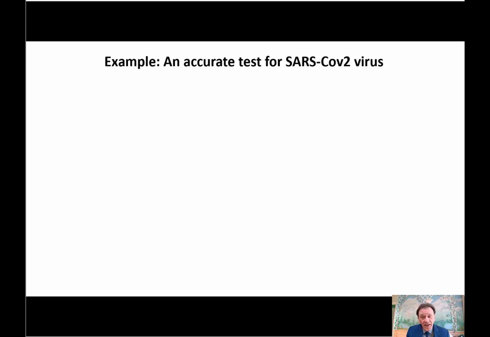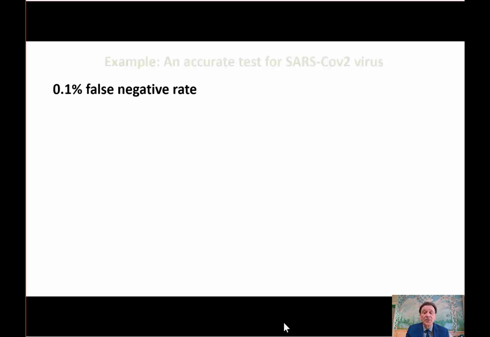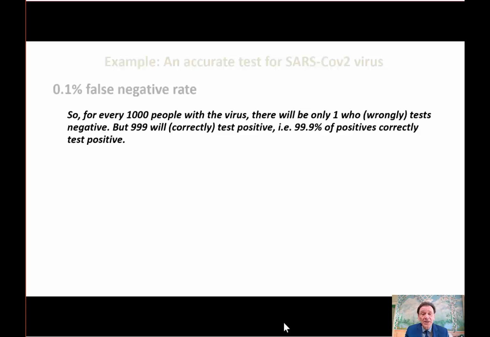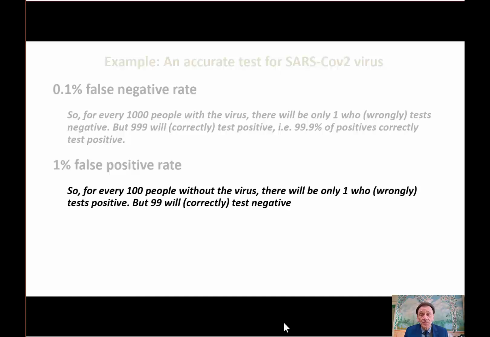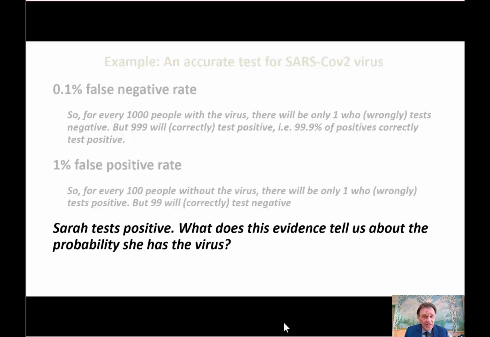Imagine that we've got an accurate test for whether a person has the SARS-CoV-2 virus. Now let's assume that there's a 0.1% false negative rate. So for every 1,000 people with the virus, there'll be only one who wrongly tests negative, but 999 out of the 1,000 will correctly test positive. And let's assume that there's a 1% false positive rate. So for every 100 people without the virus, there'll be only one who wrongly tests positive. 99 will correctly test negative. We discover that Sarah tests positive. What does this evidence tell us about the probability that she has the virus?